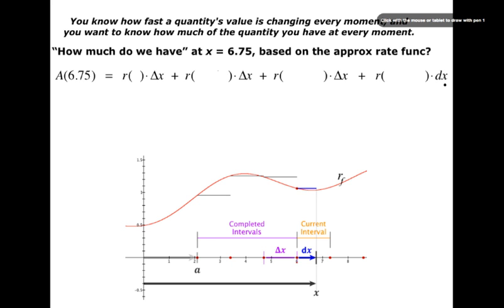Nothing hard about that. We're just summing up changes. Each change we get by m dx. dy equals m dx. Or in this case, for completed intervals it would be delta x, because that's the width of a moment.